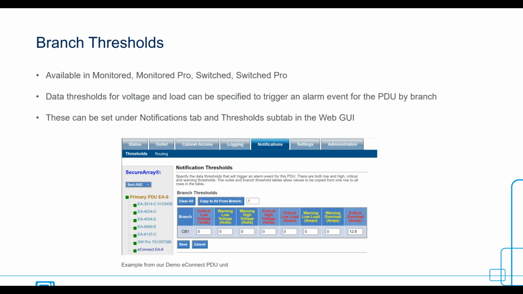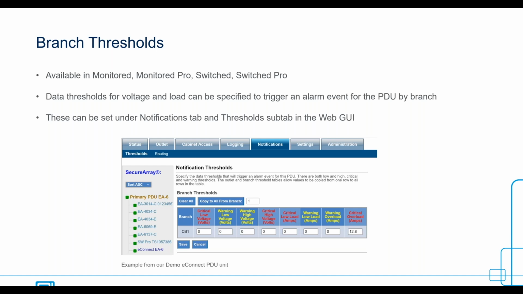So we've already reviewed thresholds by outlets. Let's take a look at branch thresholds. These allow data thresholds for voltage and load to be specified to trigger an alarm event by branch. Here we see an example of setting it up through the web GUI, and it will be under the Notifications tab and the Threshold subtab. Notice how we have a branch where values of critical low voltage, warning low voltage, as well as critical low load or warning low load, everything can be set up here.